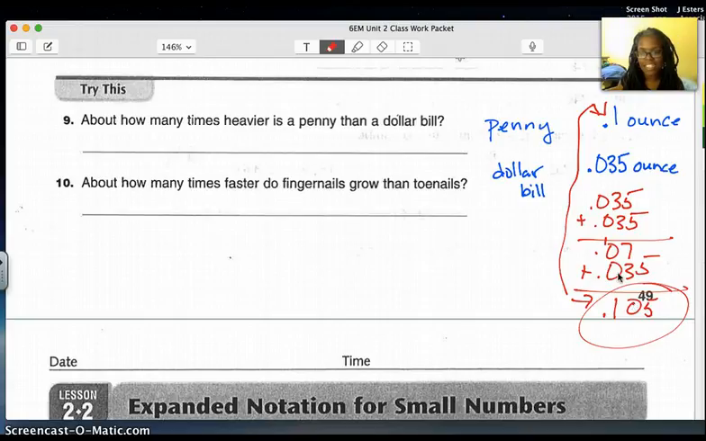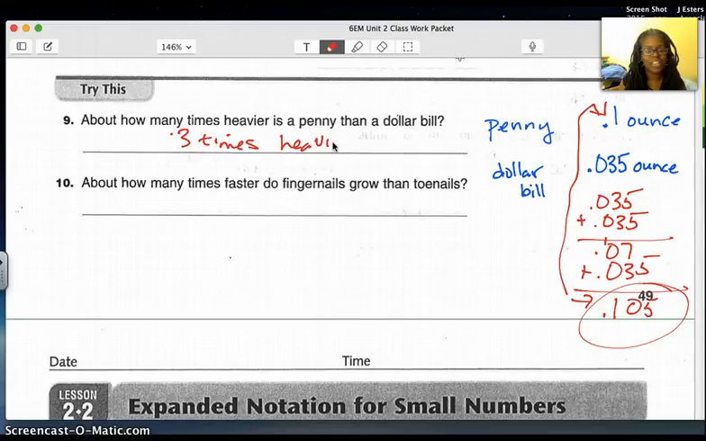So now that I see that these are really close in value, I'm feeling comfortable to say, you know what, a dollar bill is about 1/3 of a penny, but they asked how many times heavier is a penny? It's 3 times, a penny is 3 times heavier than a dollar. Does that make sense? So I'm going to write 3 times here.